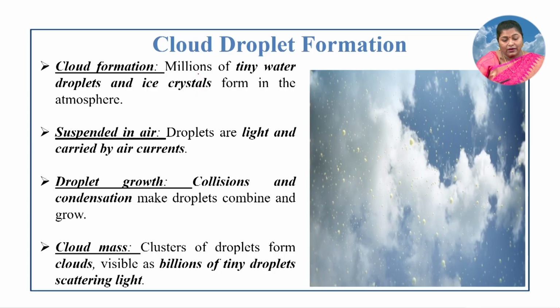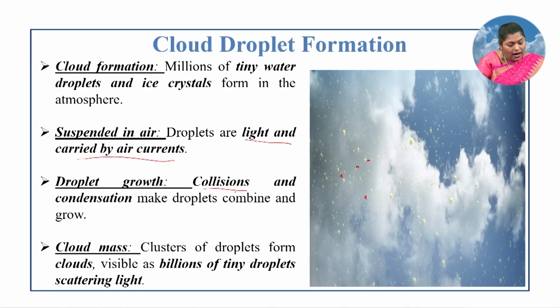Cloud droplet formation. In the cloud, there are millions of tiny water particles. You can see in the picture, there will be millions of tiny water droplets and ice crystals forming in the atmosphere. They are suspended due to their light weight and carried by air currents. Who is carrying these tiny water droplets? That is the air currents. The air is lifting these tiny particles.